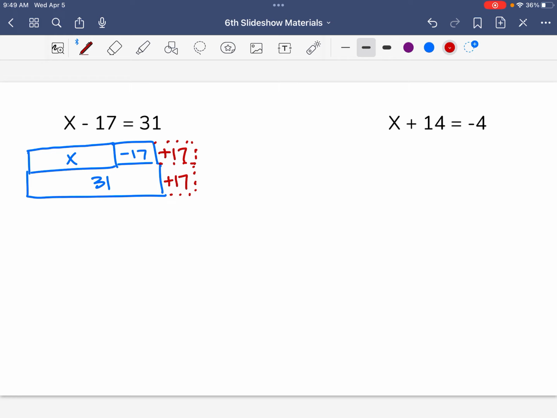And so algebraically what we're doing is we said, hey, x minus 17 is 31. I put plus 17 on both sides, and that will cancel out. So we'll have a 0 pair right here. A 0 pair, so we're left with x will equal 31 combined with 17. So x will equal 48.